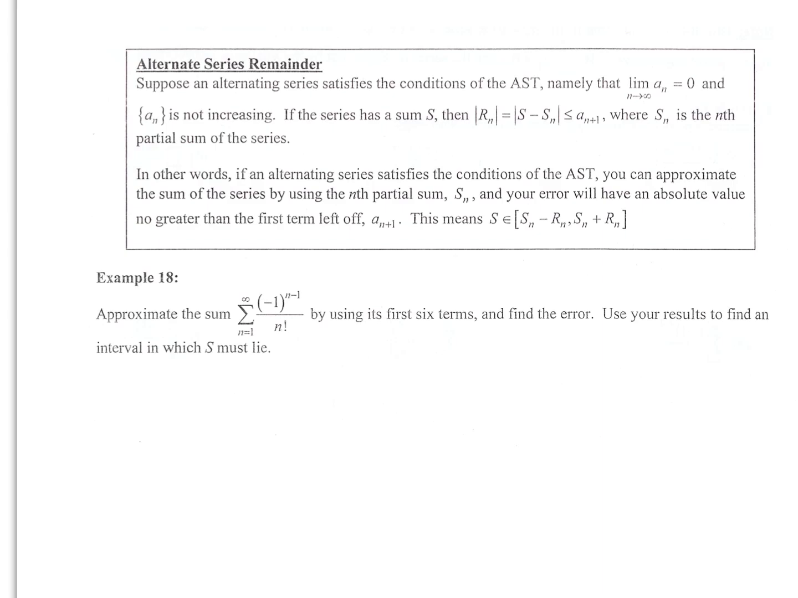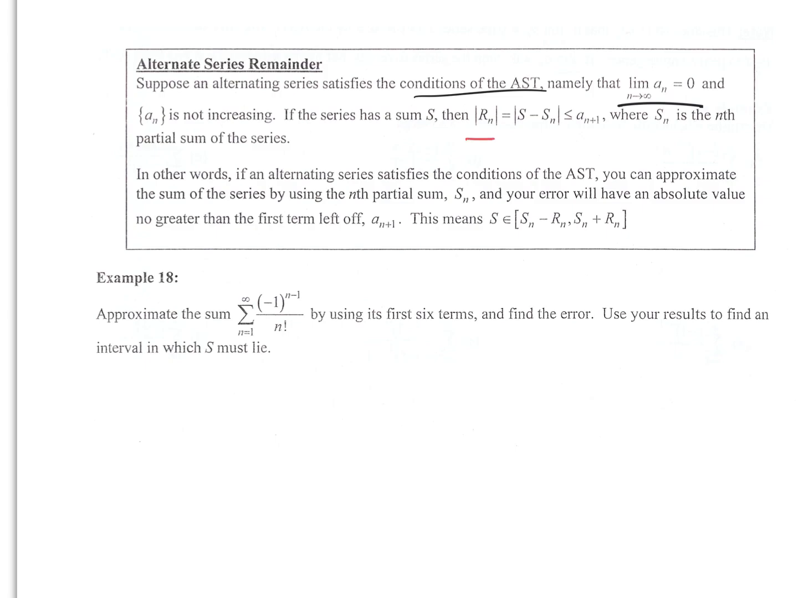All right, alternating series remainder, okay? So we need to make sure that the alternating series satisfies the conditions for AST. So we need to take off the alternating part. We need to figure out if my limit goes to 0, okay? So we need to make sure it converges to do anything, all right? And then this is the way our remainder goes, all right?